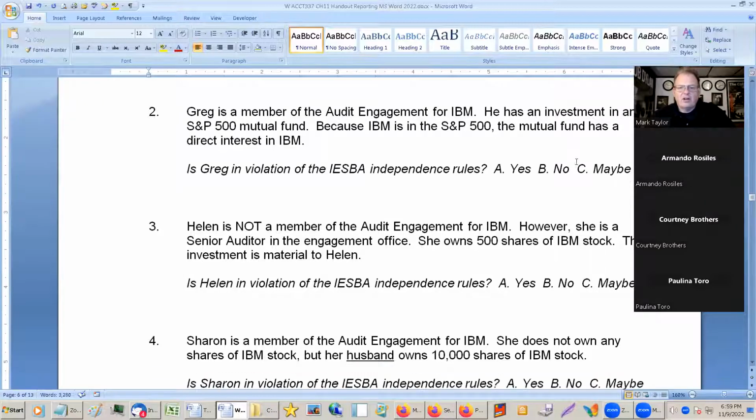Greg is a member of the audit engagement. He has a mutual fund investment. Okay, so this is indirect. We already talked about it. It's indirect and it's immaterial. So is Greg in violation? No. It really doesn't matter whether it's direct or indirect for the international standards. It's just, is it material or not?